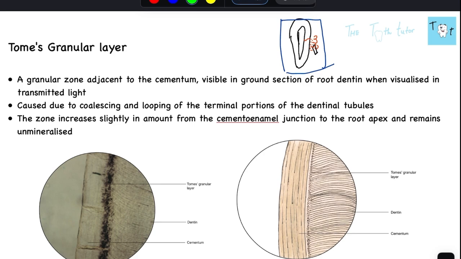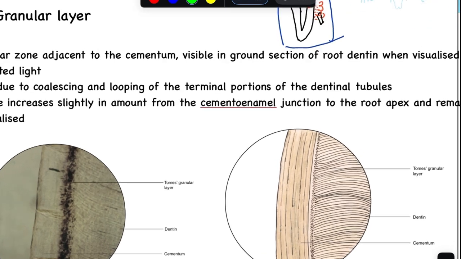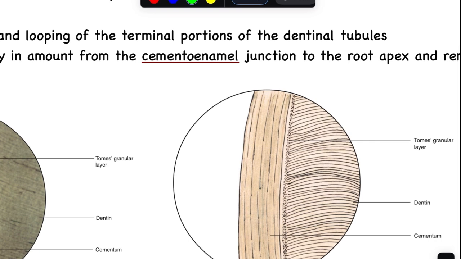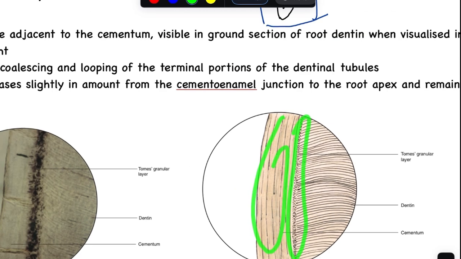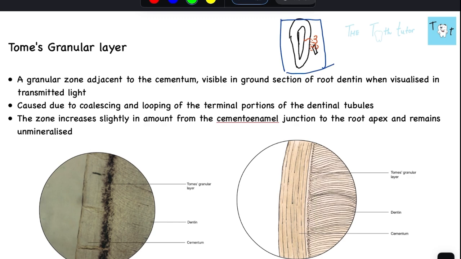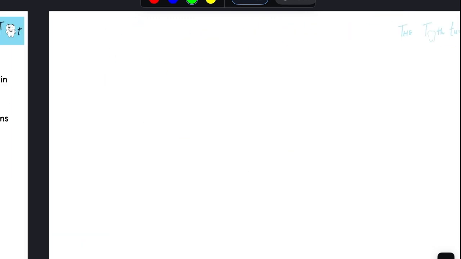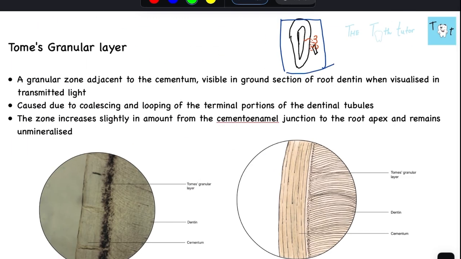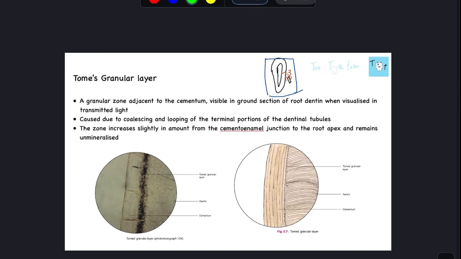There's no such significance, but if you have to draw a diagram, you would draw it something like this. These are your dentinal tubules, and this is your granular layer, and then you have your cementum. So it is present between the cementum and the dentin. So this is it for this lecture. We'll continue the chapter in the next lectures.